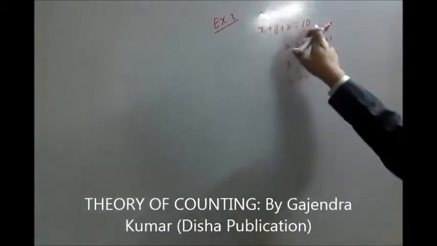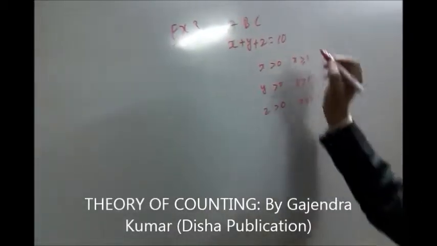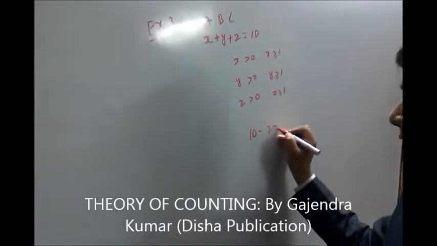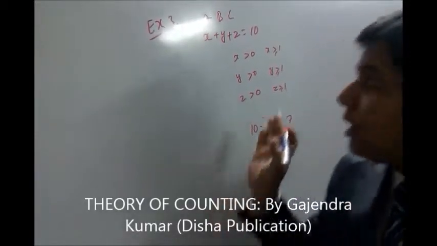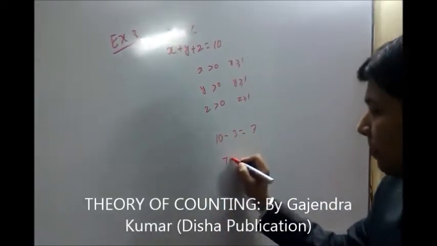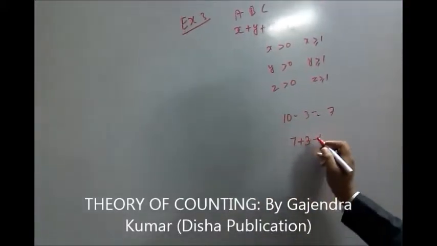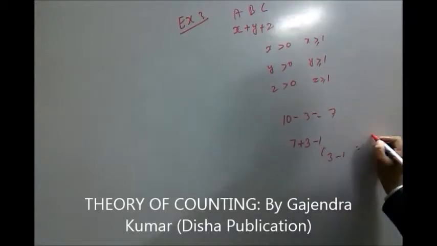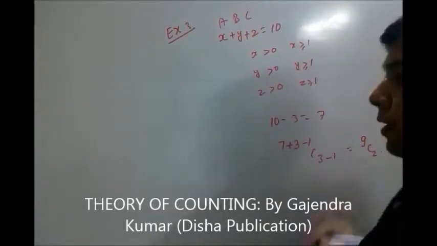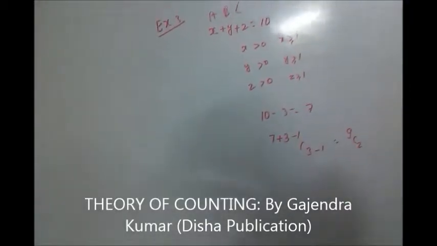So how have we solved this question? Okay, give 1 chocolate to each of them. Now the remaining is 10 minus 3, 7. Now distribute these 7 chocolates to the 3 students. How many ways? 7 plus 3 minus 1, C 3 minus 1. 7 plus 3, 10 minus 1, 9 C 2 ways. So in this way we can solve the question.